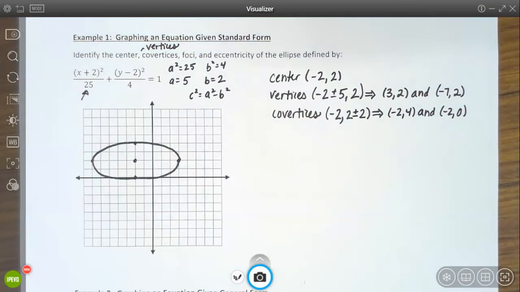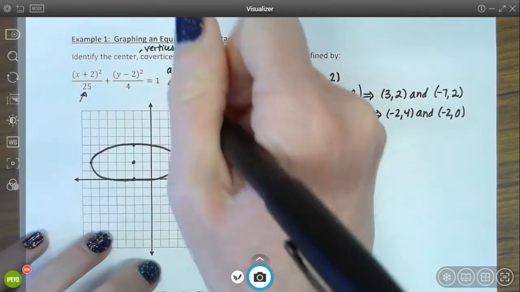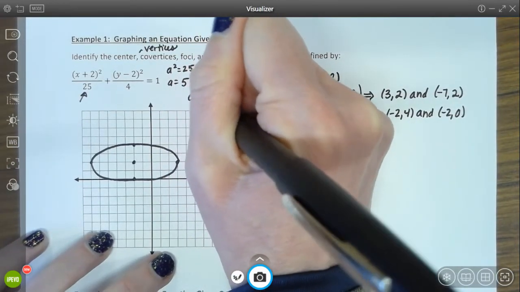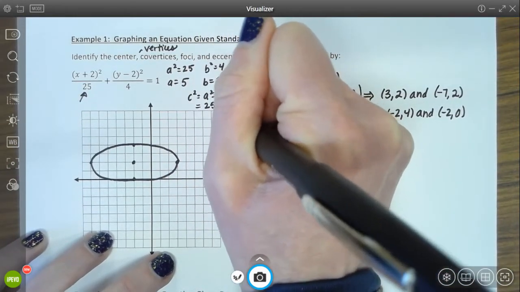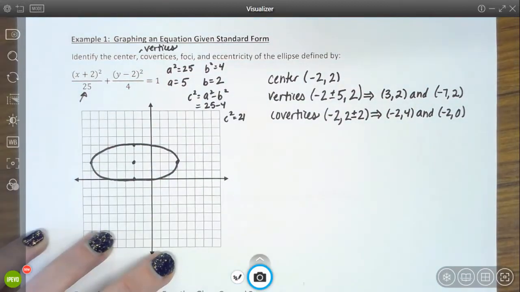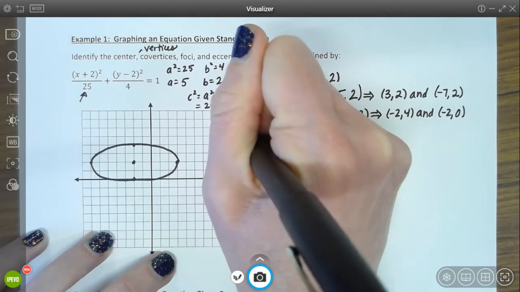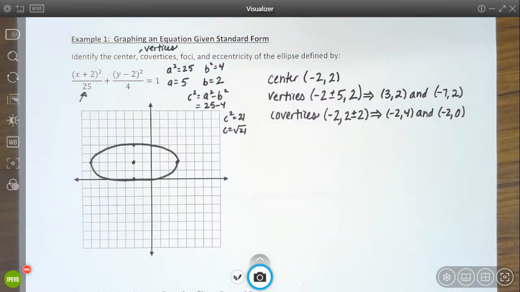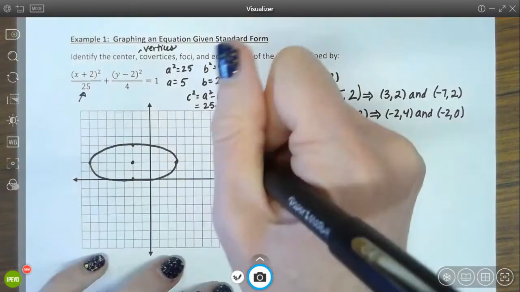And the good news is we already have a squared and b squared because those are my 2 denominators. And so I always take the bigger denominator minus the smaller denominator. So in this case, 25 minus 4, and I'm going to find out c squared is 21. So if I want to find my value for c, I would take the square root of 21. And so my foci are radical 21 units away from my center. Now, if I want to get a better feel for how far that is, I can use my calculator and find out that that's about 4.6.